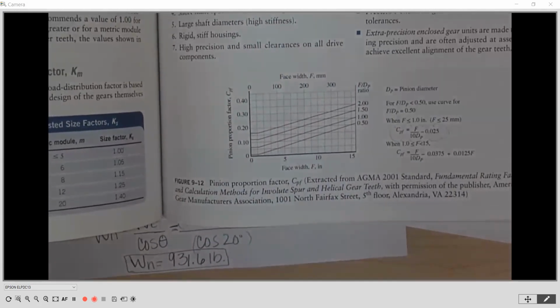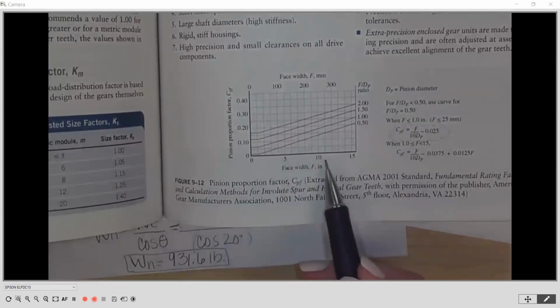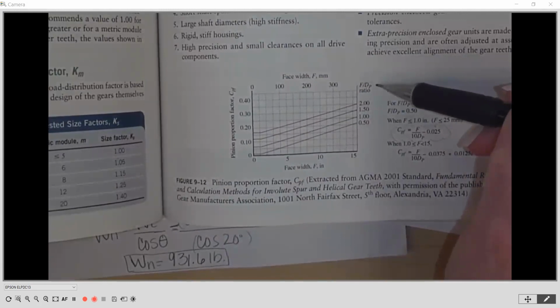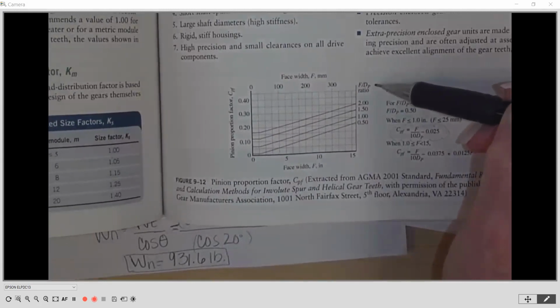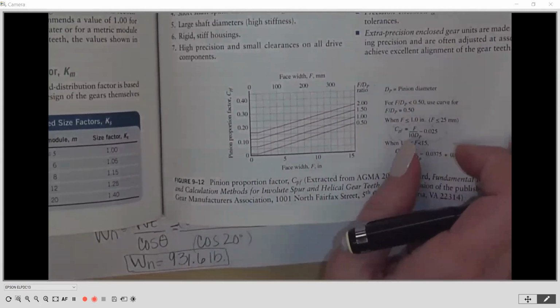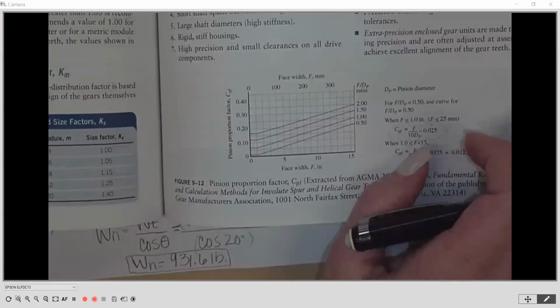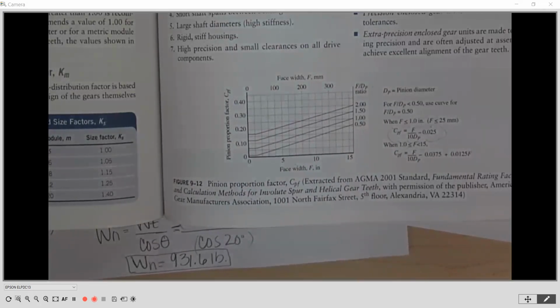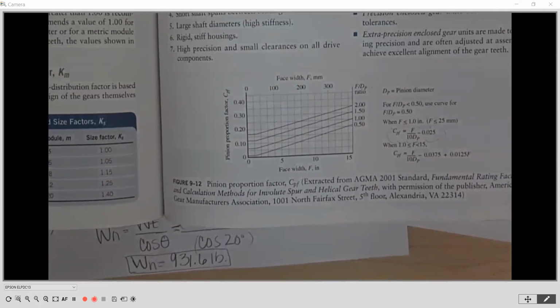To get this, we need to know what our face width is, and then what our face width to pitch diameter ratio is. Our face width to DP was something on our spreadsheet. That was right here, it's 0.6. Then we also need our face width of 2. So 2 on that horizontal axis and 0.6 along the line.